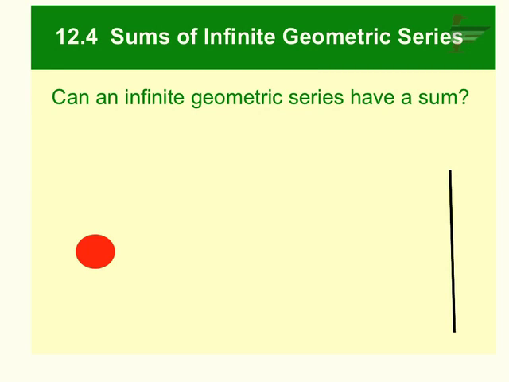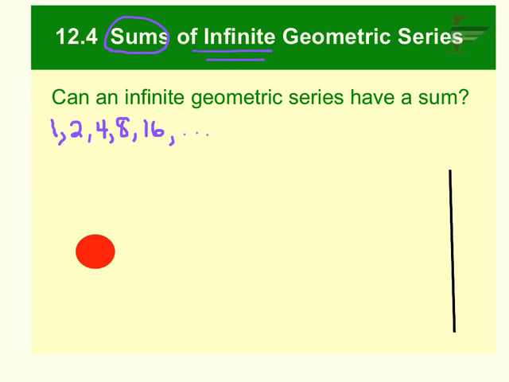Lesson 12.4 is on finding the sum of an infinite geometric series. So an infinite series is where the series will continue forever. If I were to just list off, let's say the ratio is 2, so each of these gets multiplied by 2, and this dot dot dot makes it infinite.